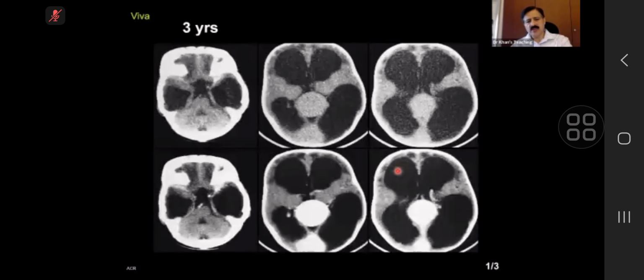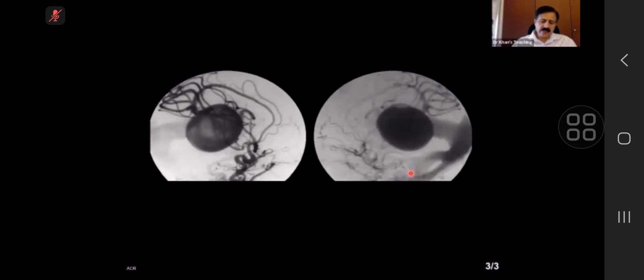So, vein of Galen malformation, actually vein of Galen aneurysm, is what we usually call it. It's a misnomer because this is a vascular malformation and arteriovenous shunt. What is happening is that there is shunting of blood and the drainage is abnormal. The vein does not drain properly at times. In this particular case, the vein is dilated. It is going into the straight sinus, and you can see vascular malformation here. Now, these babies present with CCF.